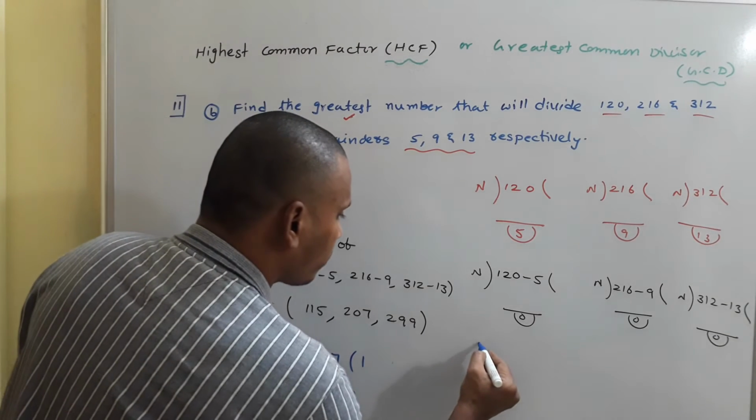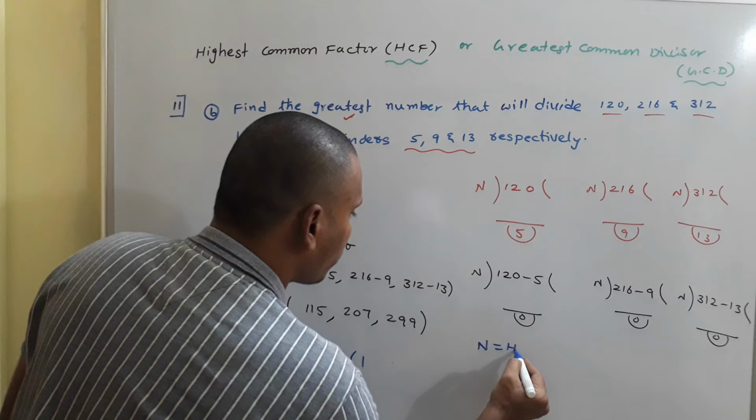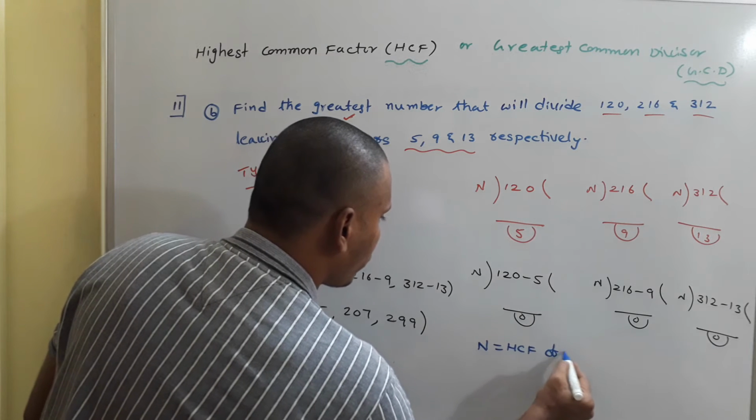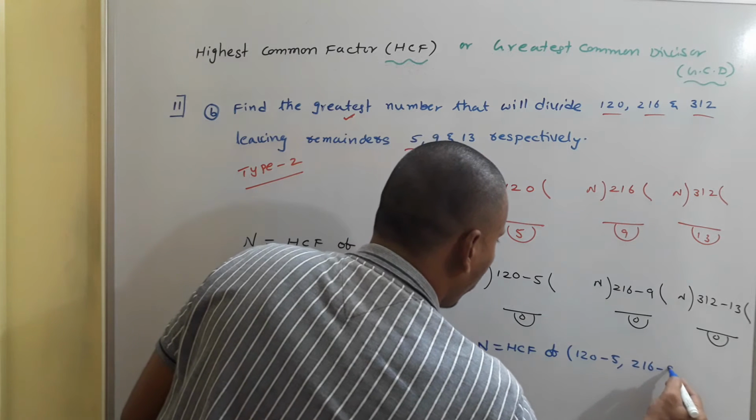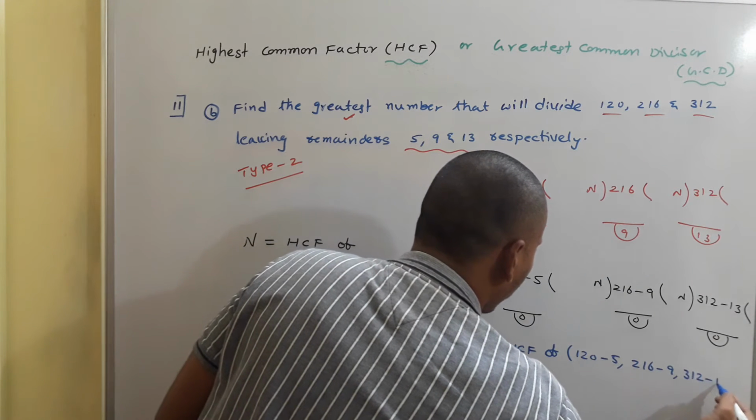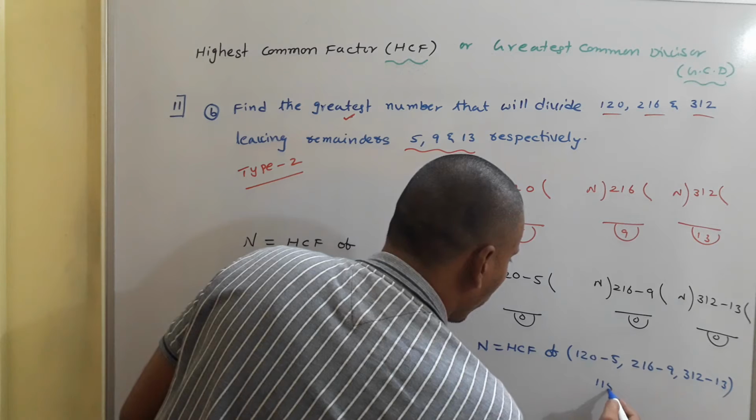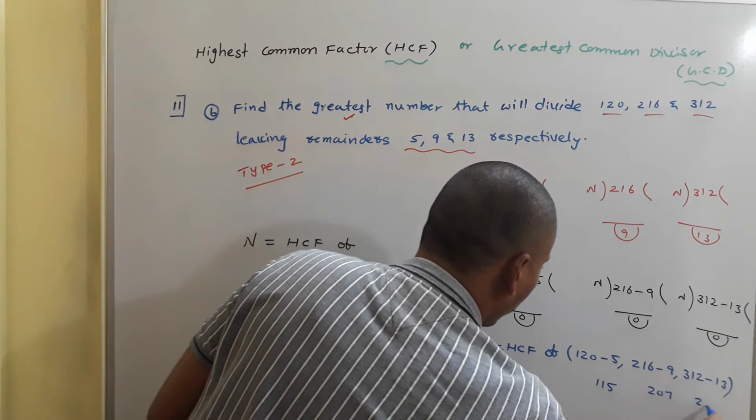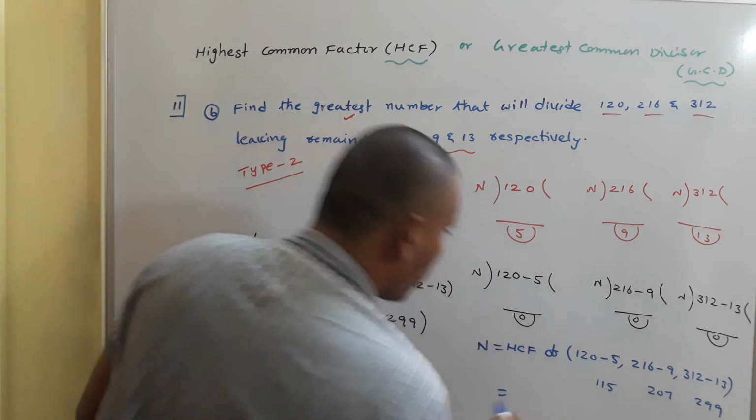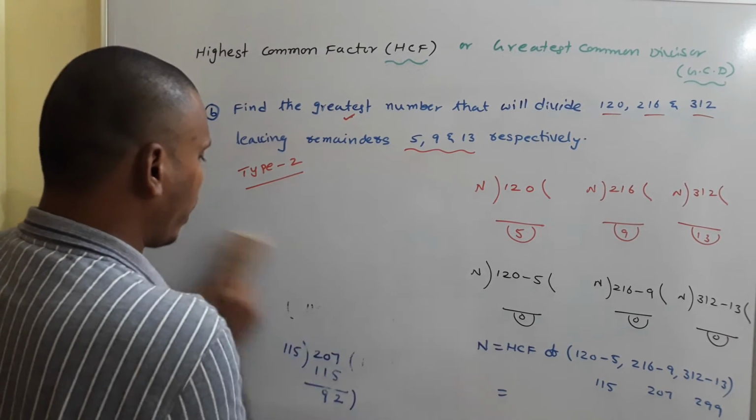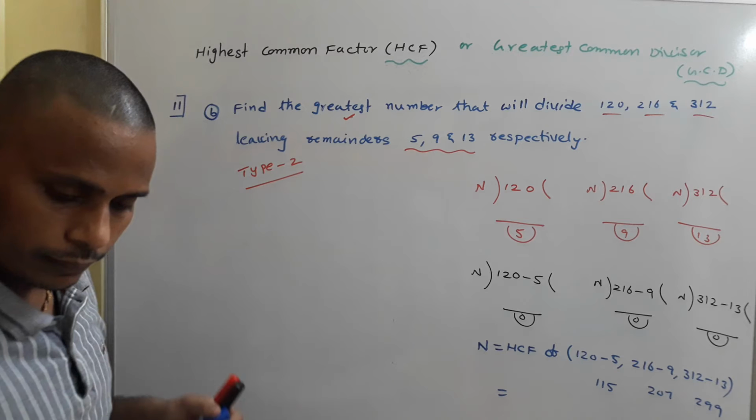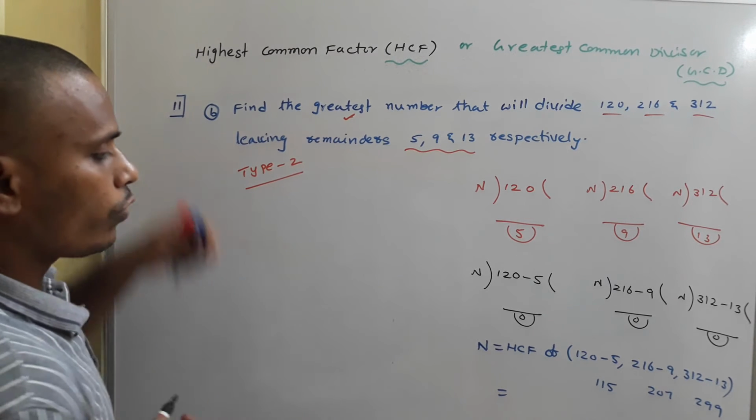So I will mention here, our value of n is simply nothing but the HCF of 120 minus 5, 216 minus 9, 312 minus 13, which is nothing but 115, 207, 299. So our target is to find the HCF of those three numbers. So I will use this space now to find the HCF. How to go with it?